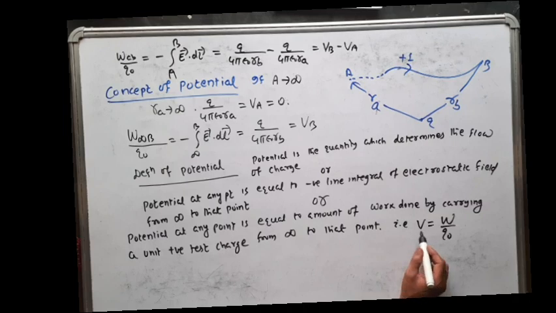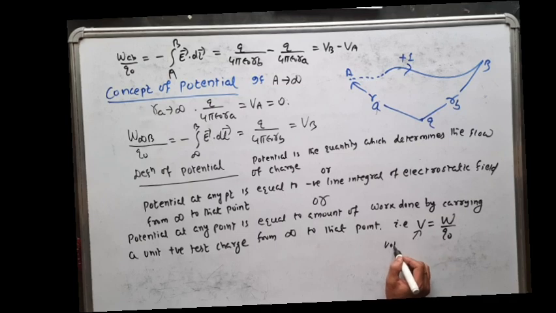So you know what is the unit of potential difference? Volt. So what is the unit of potential? Potential, that is also volt. Volt is equal to what? Work is joule, divided by charge, which is coulomb. So 1 volt is equal to 1 joule per 1 coulomb.